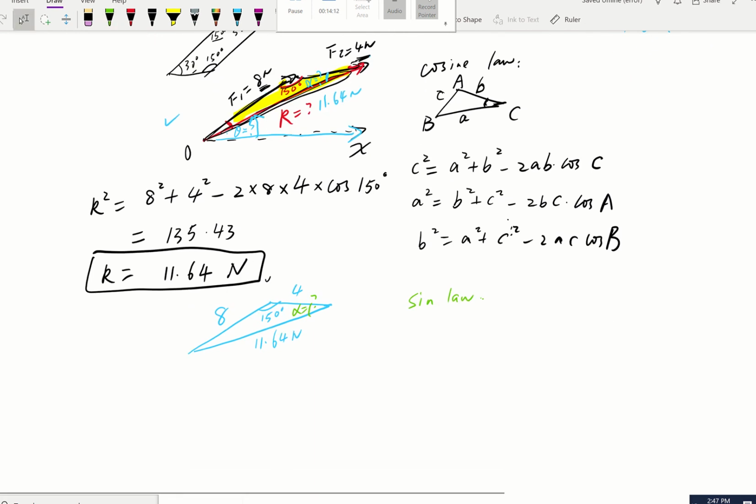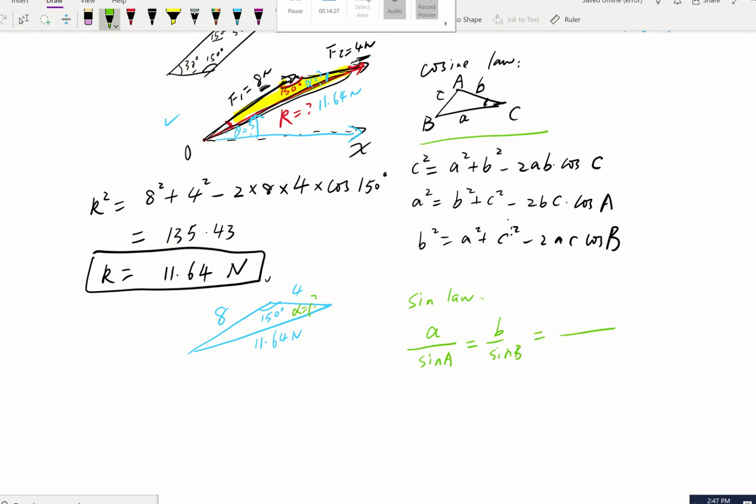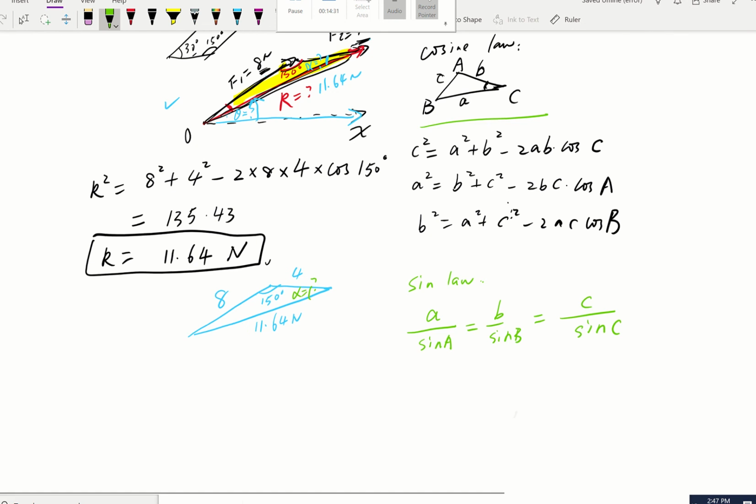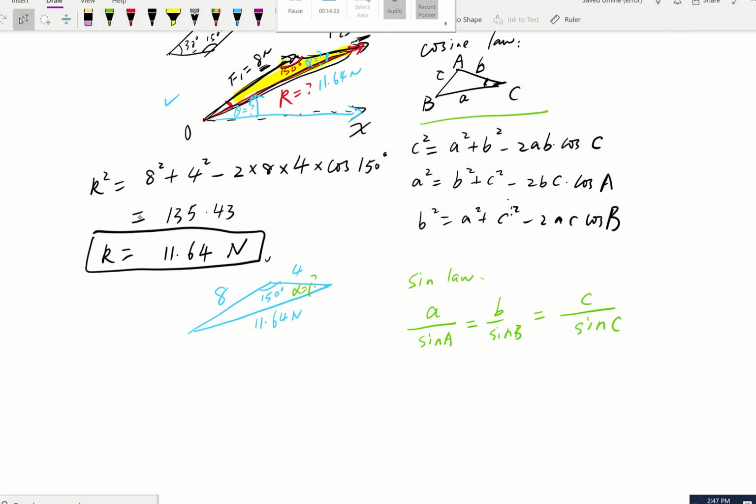Sine law, let's quickly review. In this triangle right here, how do we write down sine law? A, the length, over sine A is going to be equal to B over sine B of that angle, C over sine C. So knowing that, we are going to apply it for this problem. 8, that's the side, over the angle opposite to this side, which is sine alpha.